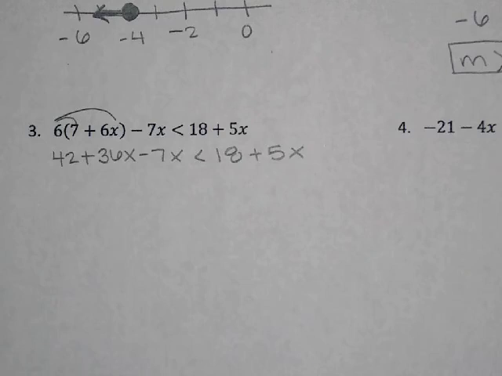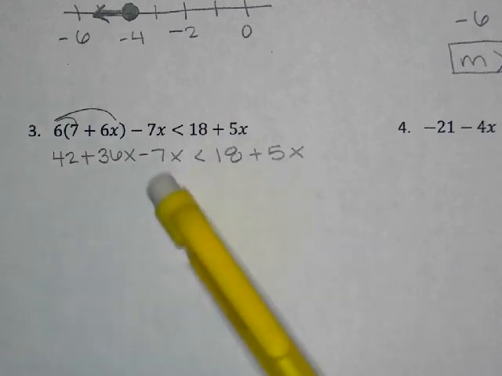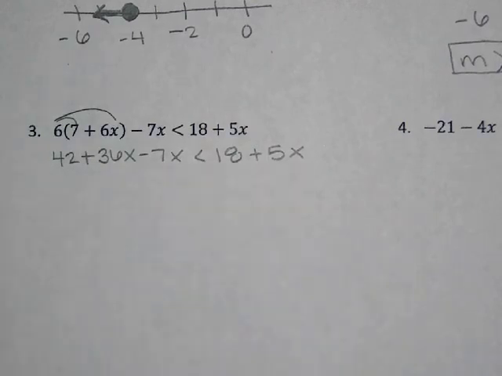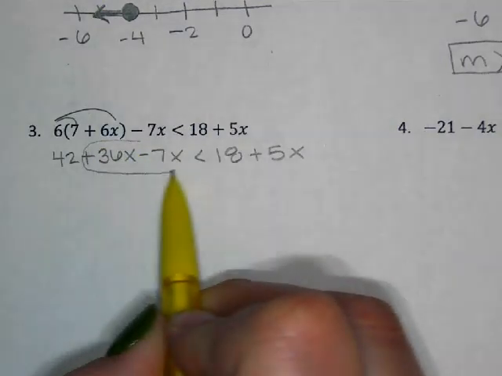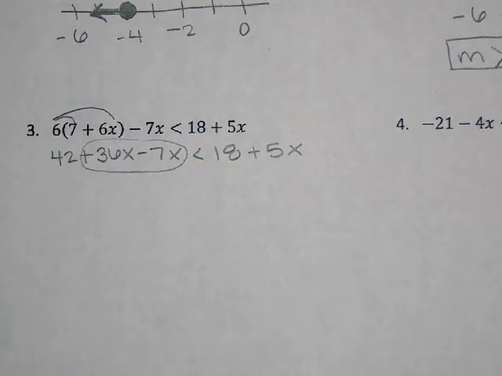Then we've got some like terms. You got the 36x and you got the negative 7x. We can combine those. We're going to combine those together.